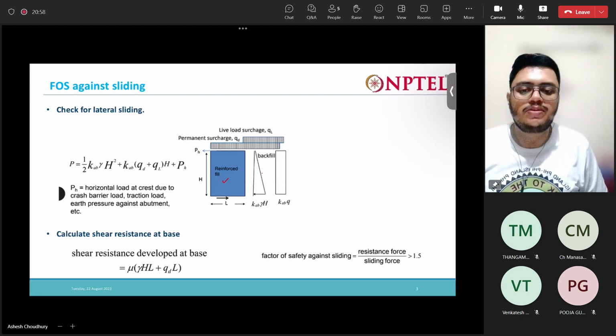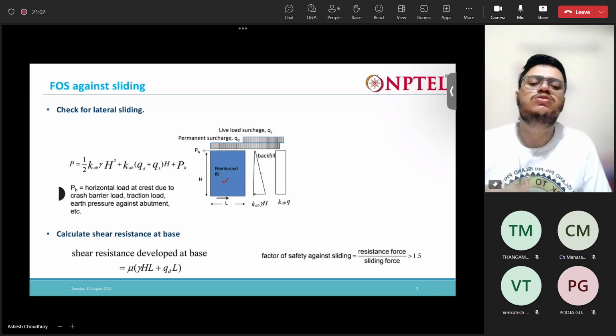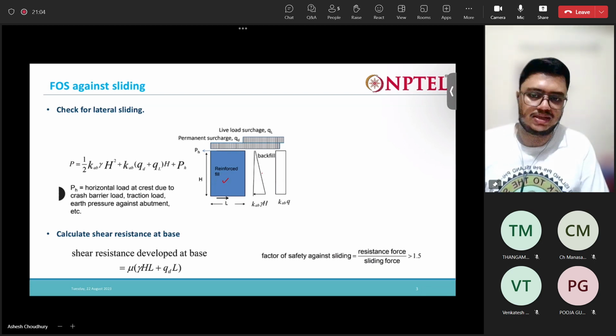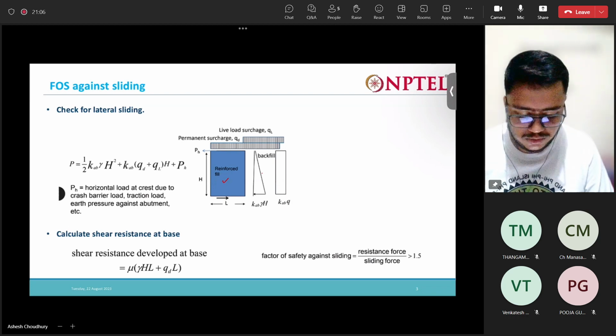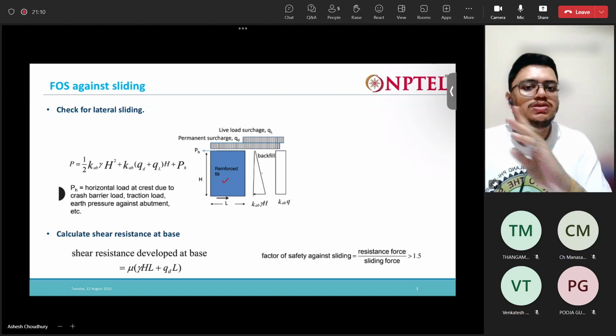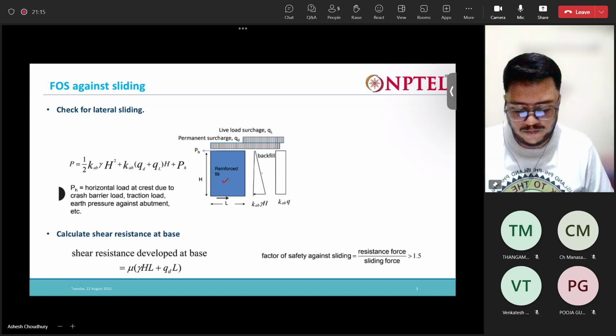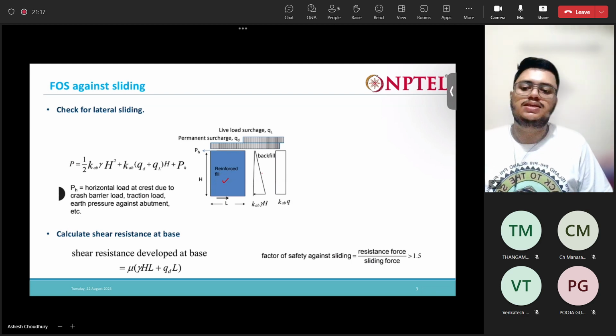Okay, this live load will be considering this vehicular load, whatever other live loads that might come. So due to these surcharges also, they will cause some lateral earth pressure on the reinforced wall, right? And fourthly, this PH is nothing but the horizontal load at the crest due to the crash barrier load.